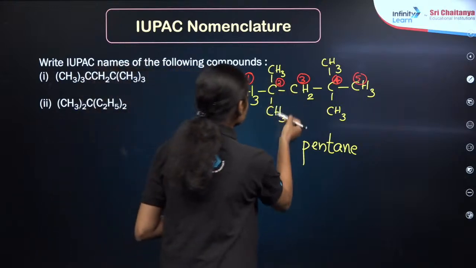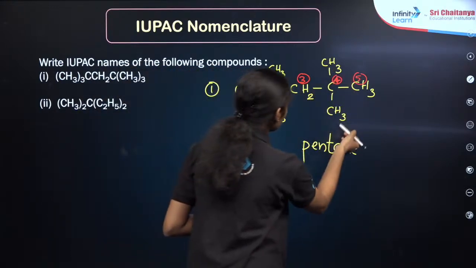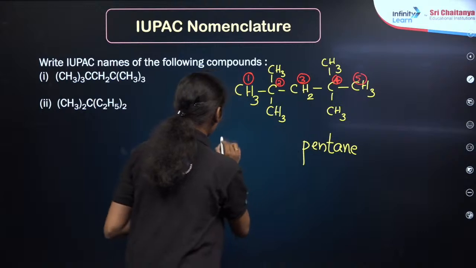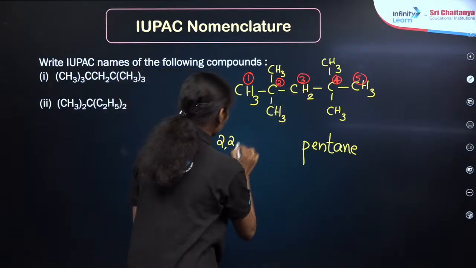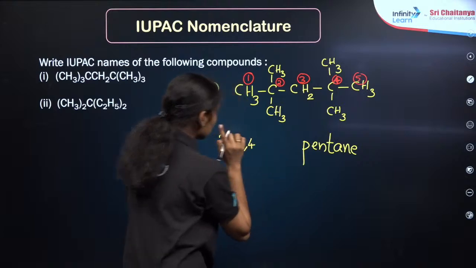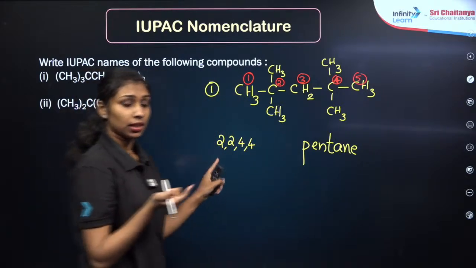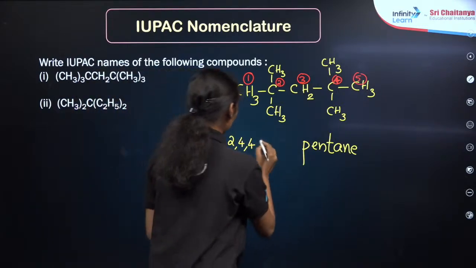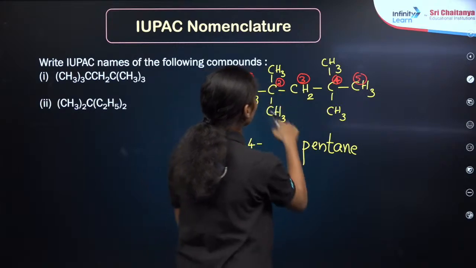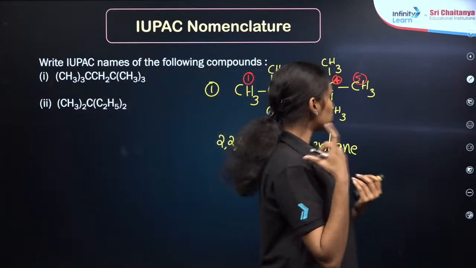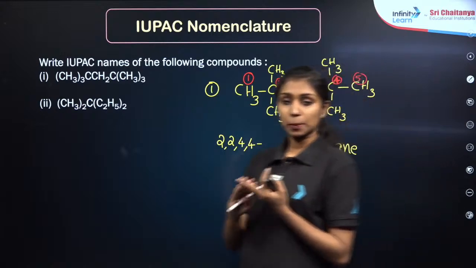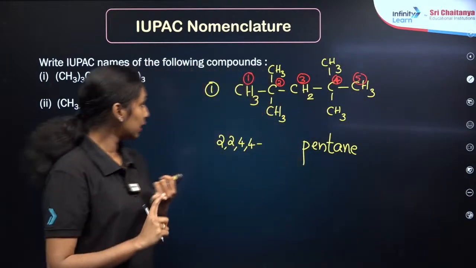In the second position, there is a methyl group. Again, in the fourth position also, there is a methyl group. So I can call this 2,2. Again in 4,4, you need to mention the position of each branch, right? 2,2,4,4. How many methyl groups are present? If 1, 2, 3 or 4 methyl groups are present, you should give the suffix like that.